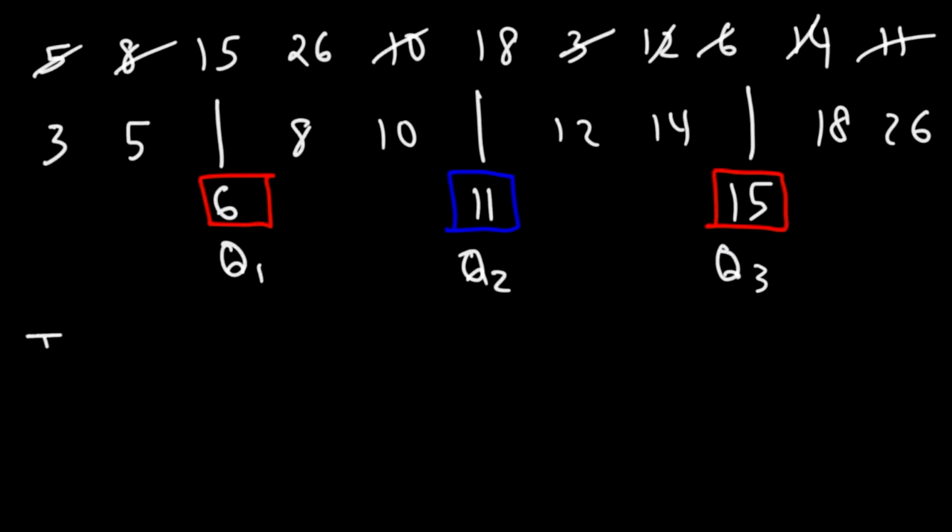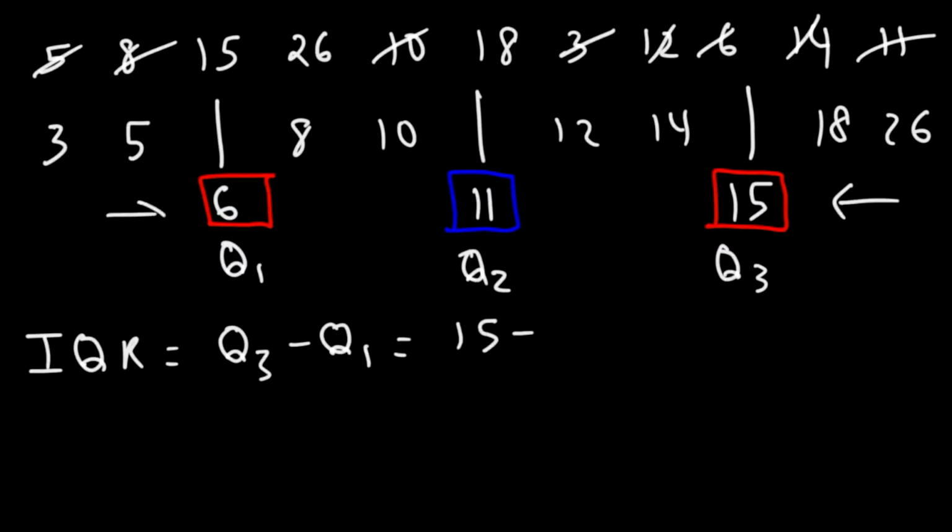Now at this point, we can calculate the IQR, the interquartile range. It's the difference between the third quartile and the first quartile. The third quartile is 15 and the first quartile is 6. So 15 minus 6 gives us 9. And that's how you can calculate the interquartile range.